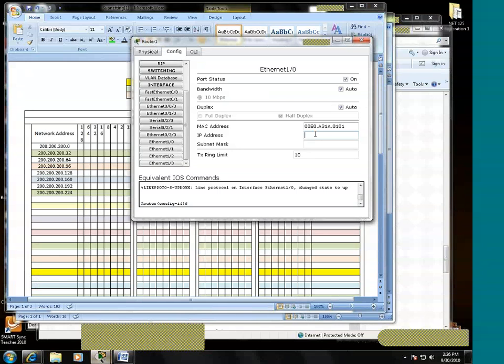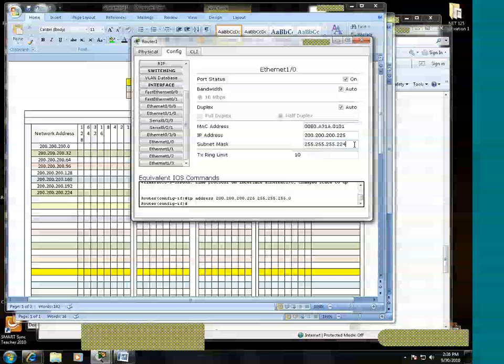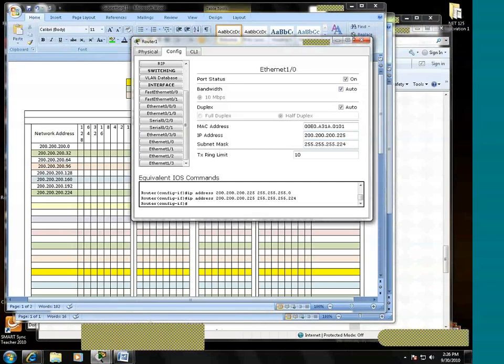All right, so help me out. What's a good IP address for this interface, which will also be the default gateway for the local area network? 225, and what about the subnet mask? 224 in the last octet. Okay. All right, we're up and running there.